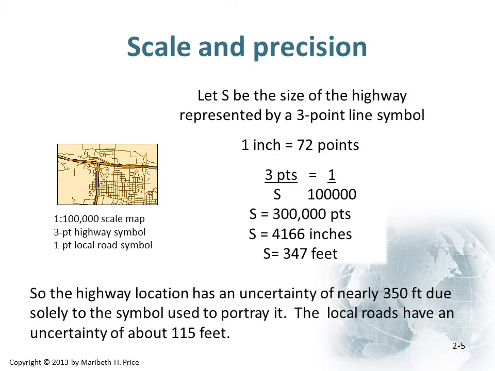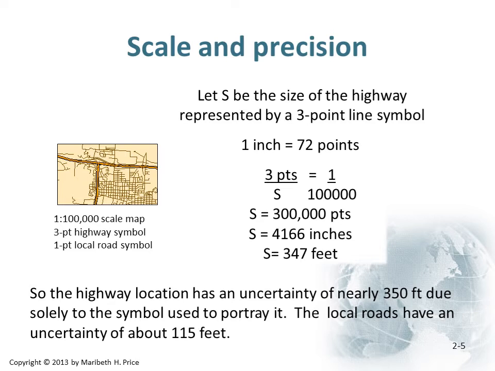Scale and precision comes in a lot when we talk about maps. This is just an equation that works out, based on the scale of a map, how wide a line is at a certain dimension. 1 inch is equal to 72 points. So if you have a line that is 3 points wide, and you work that out with a map scale of 1 to 100,000, it tells you that that 3-point line is 347 feet wide.